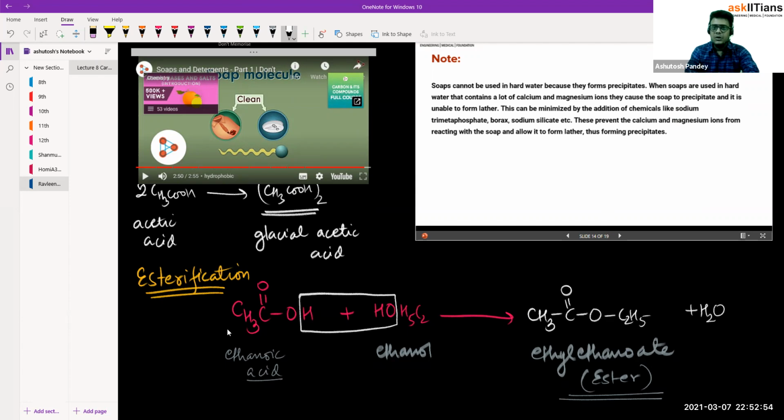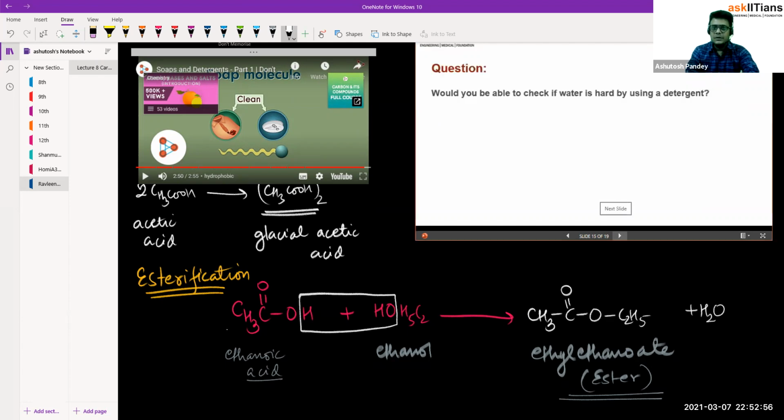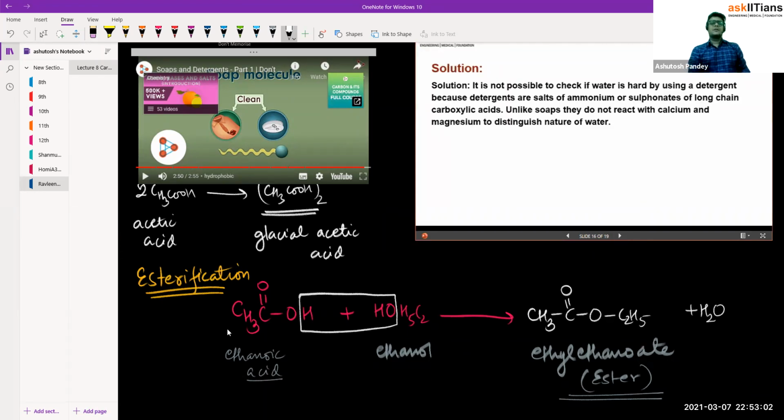Now, a question: would you be able to check if water is hard by using a detergent? We know what hard water and soft water are. Hard water means that when we use soap, we do not get enough lather, so it means that the water is hard.